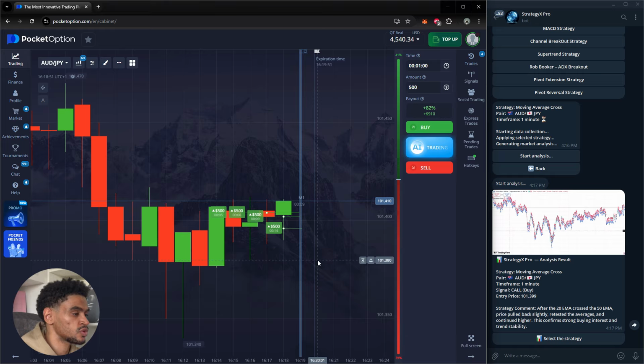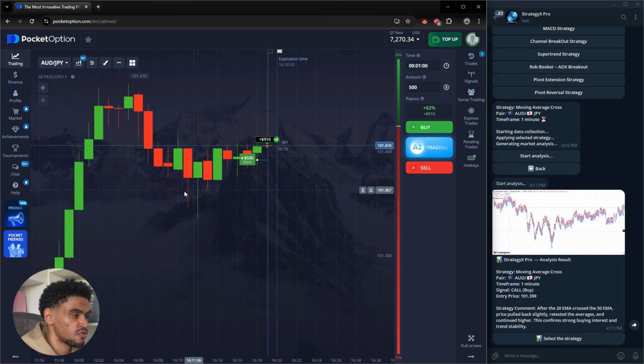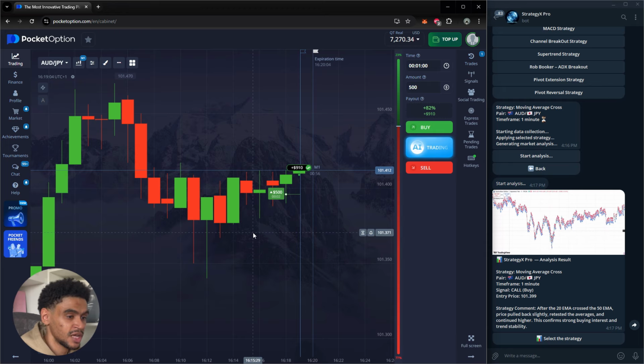This is what I've been looking for, and this is exactly what the robot is talking about when it gives me the analysis. And I saw it. It was retesting the moving averages. The moving averages are right here right now. It retested them and it bounced back off it. The analysis is spot on because it's performed in real time.